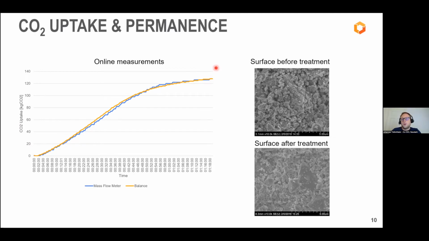Then a more qualitative method to actually see what happened is to take an electron microscope and look at the surface of these particles. Here you can see the typical hydrated cement phases or amorphous structures. Then if you look very precisely at the treated surface, you can see these cuboidal crystalline structures, and that's the typical shape of calcite, one form of calcium carbonate. So we can actually say that something happened, that calcium carbonate formed.